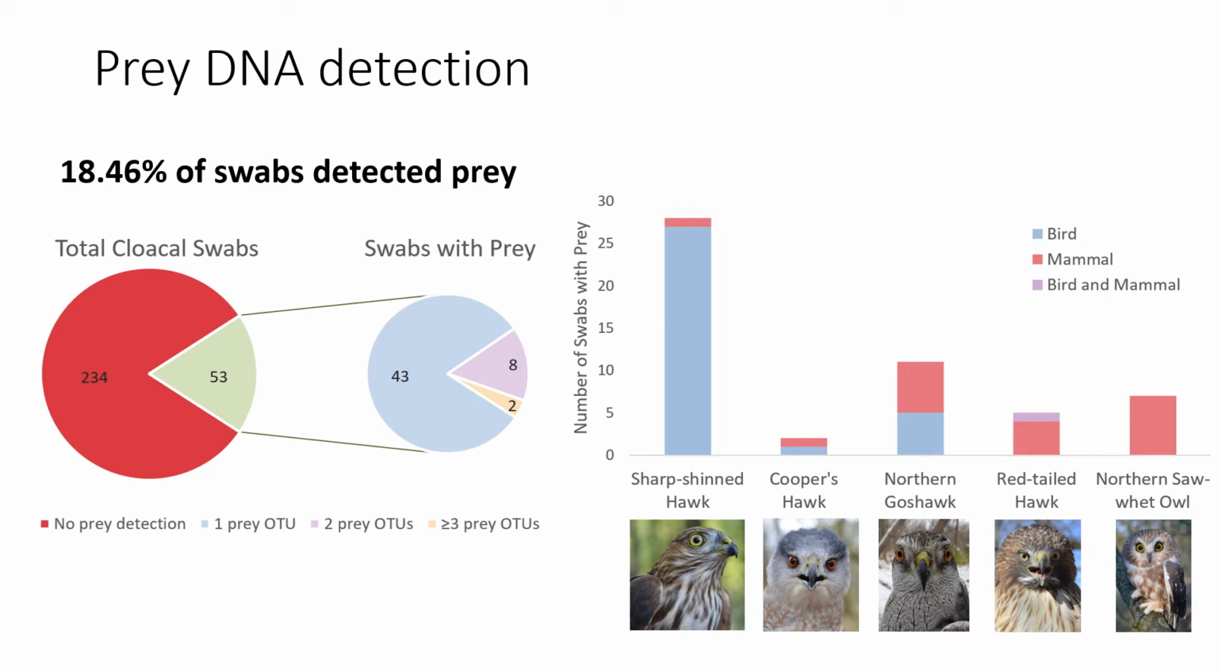The graph here is showing the total number of swabs per species with a prey OTU detected. The colors of the bars show whether the prey on the swab were birds or mammals. The purple means that the swab had 2 or more OTUs that included both bird and mammal DNA. Based on what we know about the diet of these raptor species, the types of prey that I found matched up nicely with each species' expected diet.